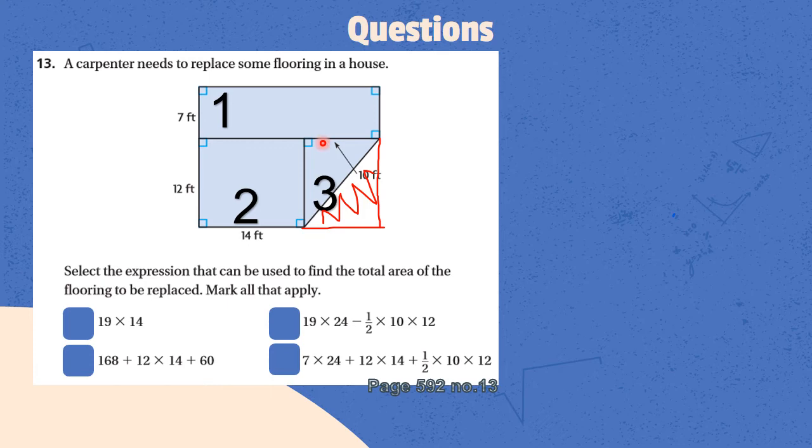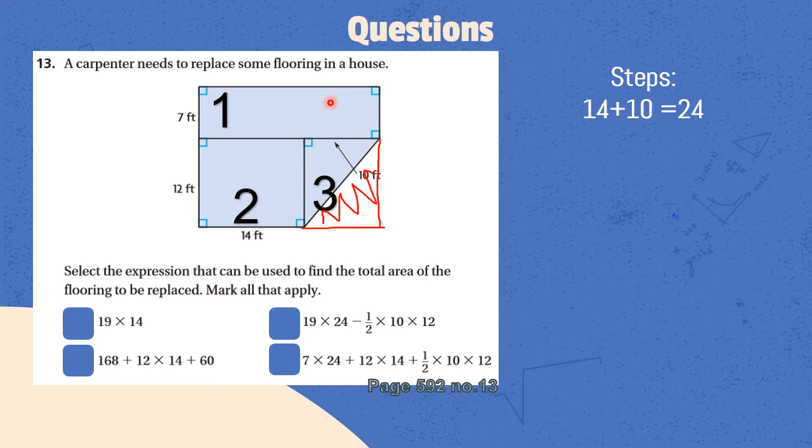So to find the total area, I'm going to find the area of rectangle 1 plus the area of the second rectangle plus the area of the triangle. So let's start. To find the area of this rectangle, I'm going to multiply the width by the length. And here the length is a little bit tricky. It's not just 14. It's 14 plus 10, which is 24.